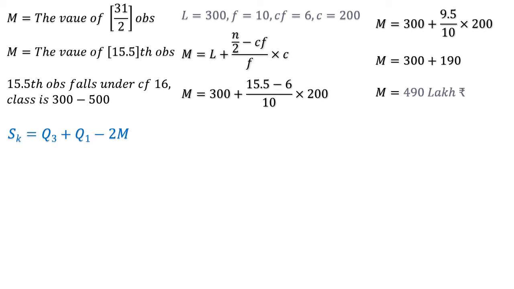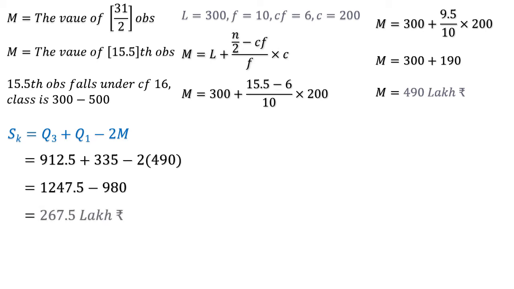Now from the data, you need to start by calculating the skewness, and then you have to calculate the coefficient of skewness. Now skewness is Q3 plus Q1 minus 2m. So Q3 is 912.5, Q1 is 335, and 2m is 2 into 490. Add the values and multiply the values. So when you add, you get 1247.5, and when you multiply 490 with 2, you get 980. The difference is 267.5 lakh rupees. So the skewness of the data is 267.5 lakh rupees.